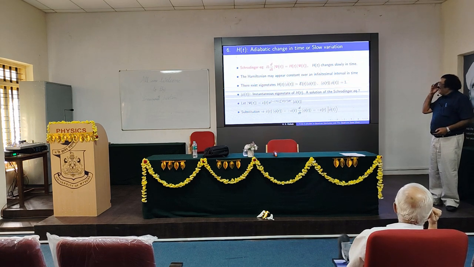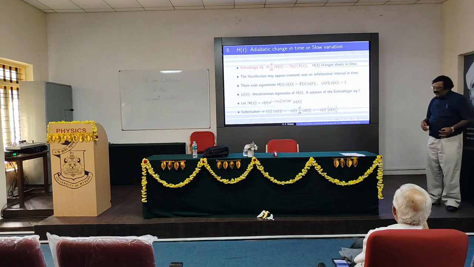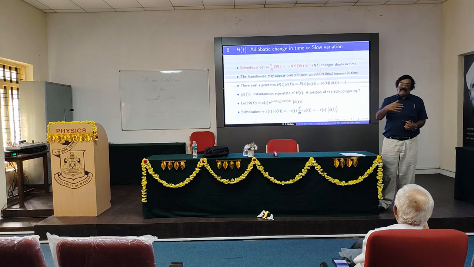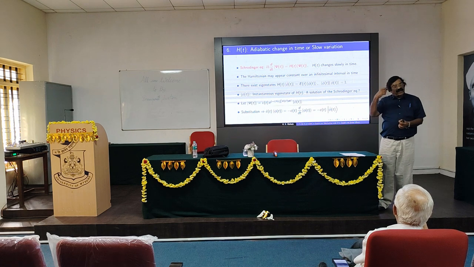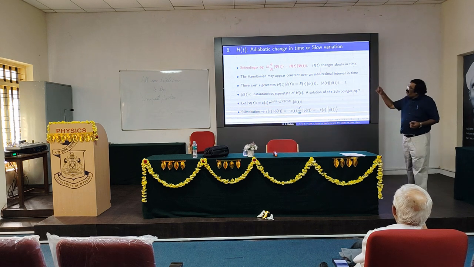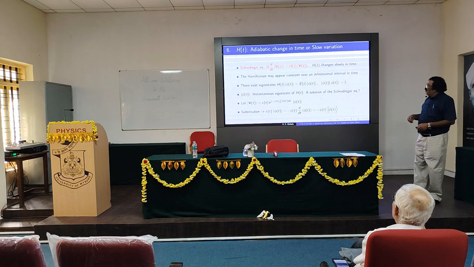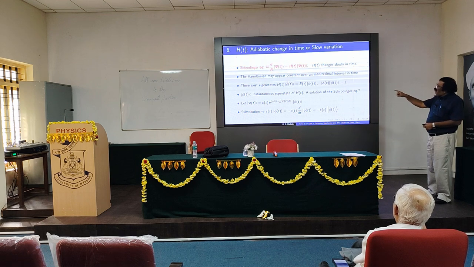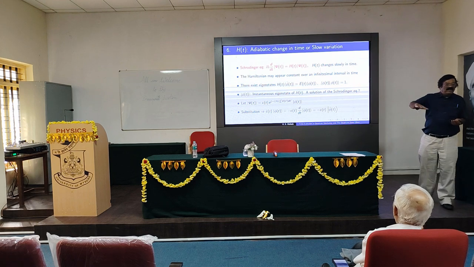Anyway, when I say slow variation, let me not make the mistake of confusing it with the time-independent Schrodinger equation, where we write e power minus iEt by h cross. That gives one kind of time variation. Compared to that, if the Hamiltonian varies slowly, then something happens. H of t changes slowly in time. The Hamiltonian may appear constant over an infinitesimal interval in time.